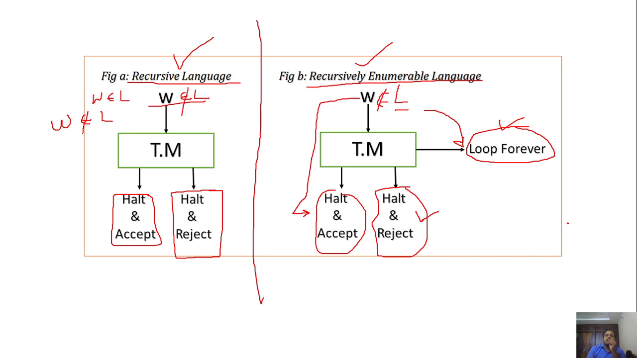In a recursive language we have two possibilities where the Turing machine doesn't enter into an infinite loop. But in the case of a recursively enumerable language, there is a possibility that the Turing machine may enter into an infinite loop. So these are the differences between the recursive and the recursively enumerable language.